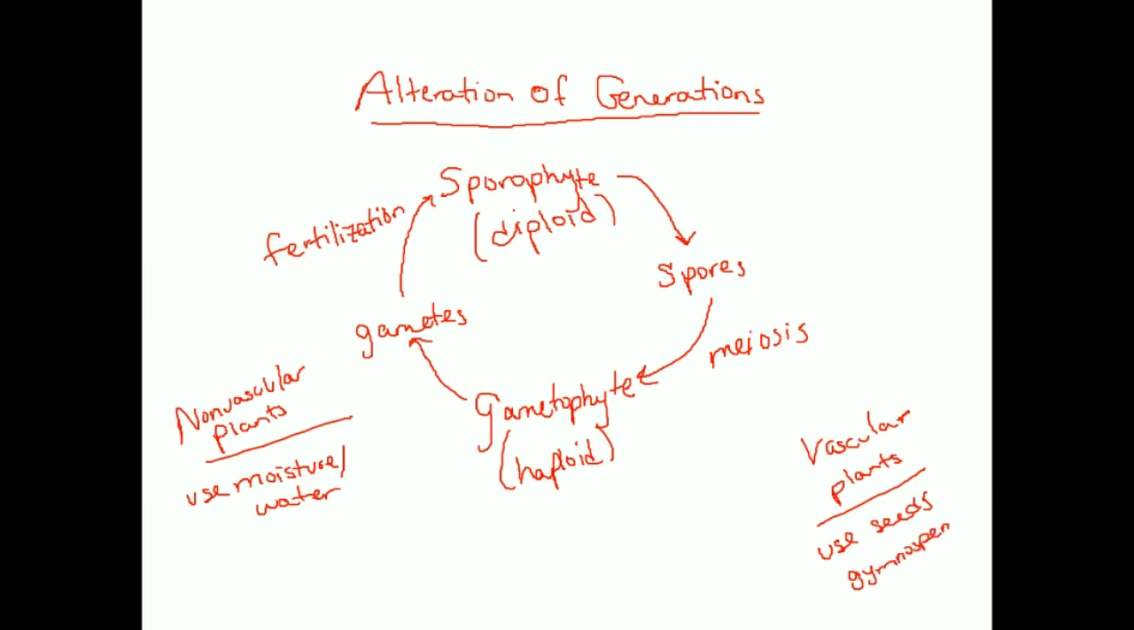Gymnosperms are going to have cones, whereas angiosperms are going to have flowers. That's how they create their seeds. And so the alternation of generations, they go through this, but with vascular plants, they focus on seeds for the most part, and the non-vascular plants don't.